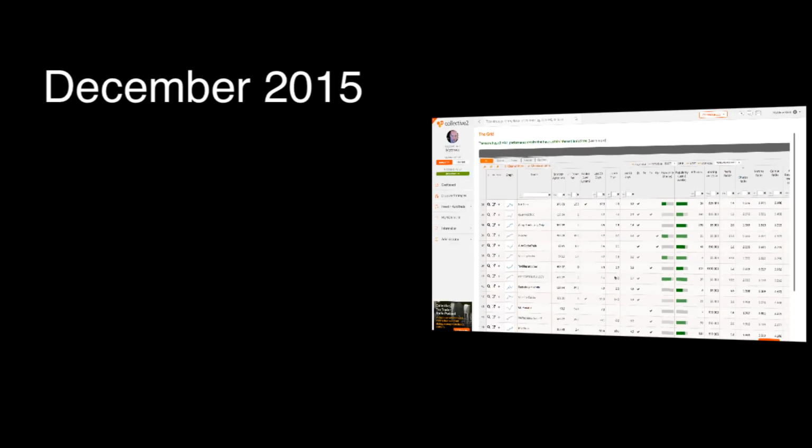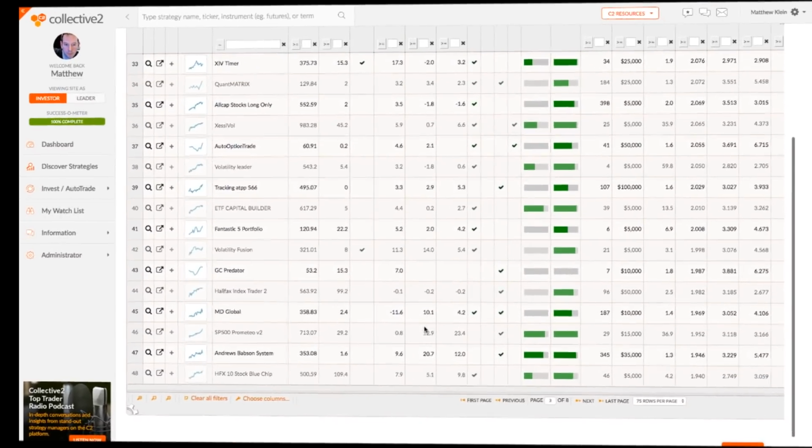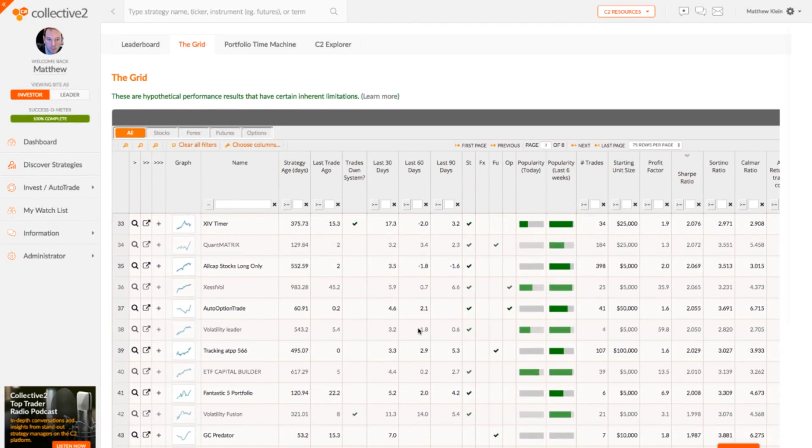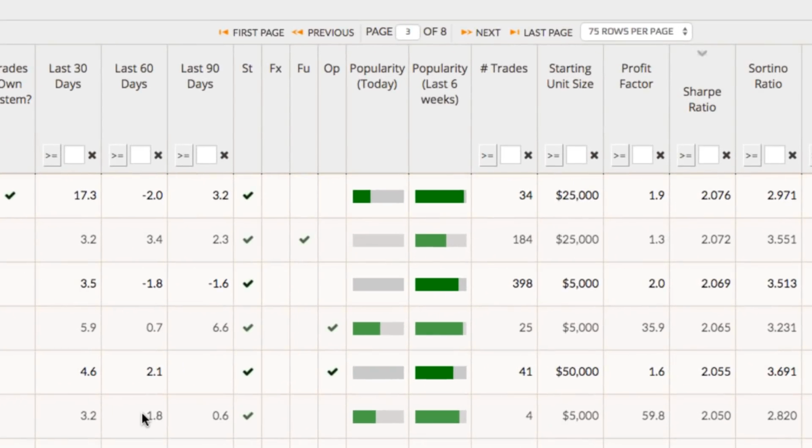What if you said to yourself back then, back in December of 2015, I'd like to pick the strategies on Collective 2 that meet certain mathematical criteria. Here's what I want. I want strategies that have the following metrics: a Sharpe ratio of greater than 1 and a beta of less than 0.3. Now look, if you don't know what the Sharpe ratio is or what beta means, don't worry about it. Those are just mathematical numbers that represent how a strategy has performed recently.